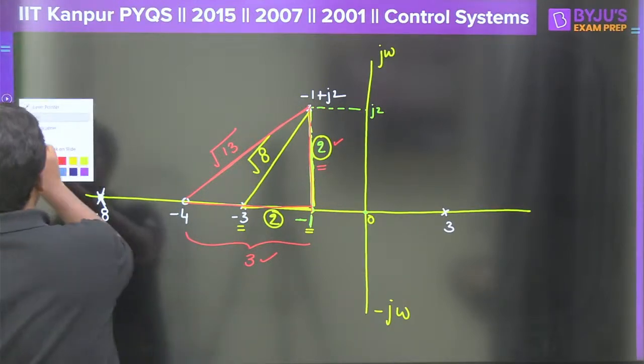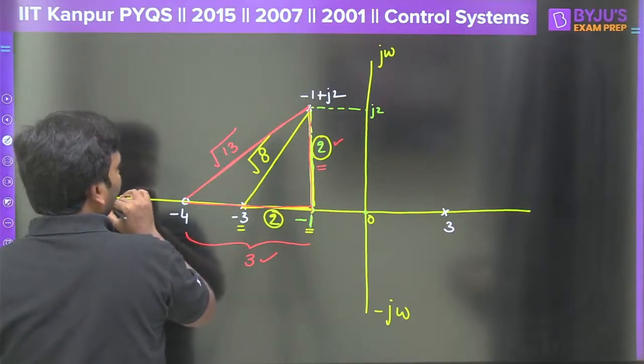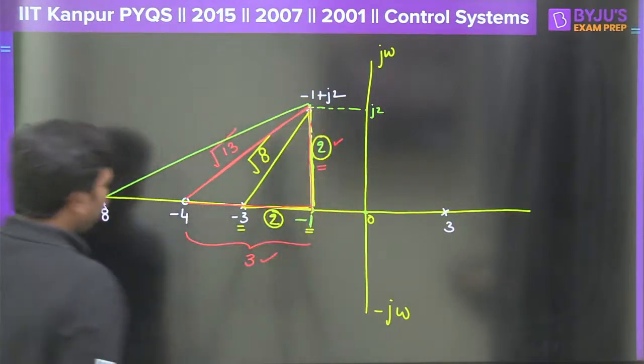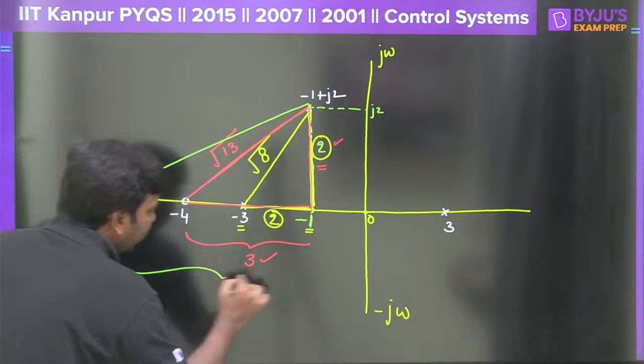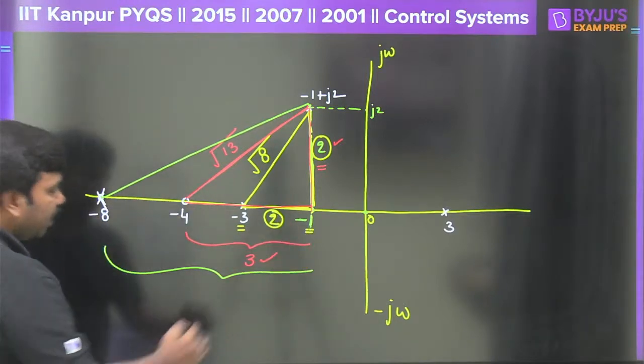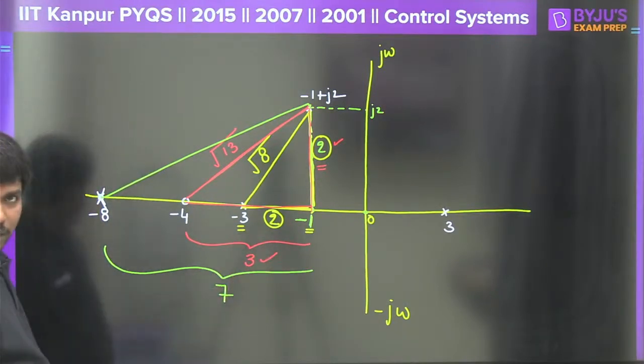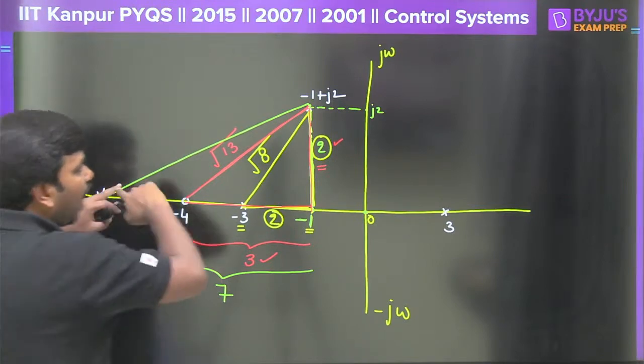Next one is going to be, right? So this is from minus 8 up to here, correct? So again the same thing. From here to here, what should I say? Minus 1 to minus 8 means it is going to be 7 units distance, correct? This is 7 units distance and this is 2 units.